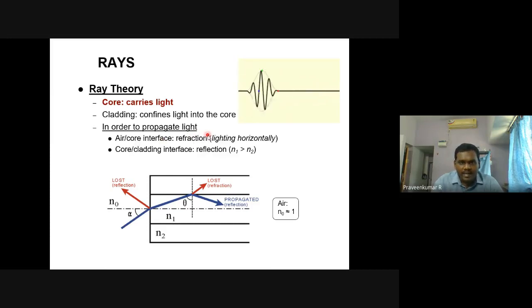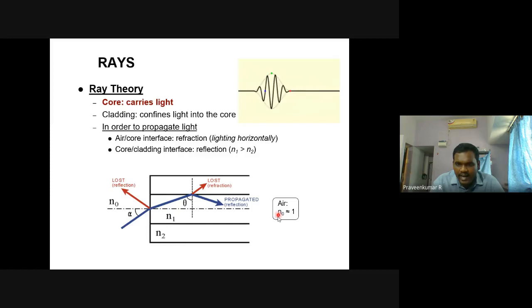In order to propagate the light signal, we have to ensure that the air-core interface is a refraction point, and the core-cladding interface is a reflection. I already told that N1 is greater than N2, which is applicable at the core-cladding interface. You can see this diagram. This particular area is the core of your fiber material, and above and below it is the cladding. So you can see N1 is the refractive index profile of your core, and N2 is the refractive index profile of your cladding. That is the first thing we have to know.